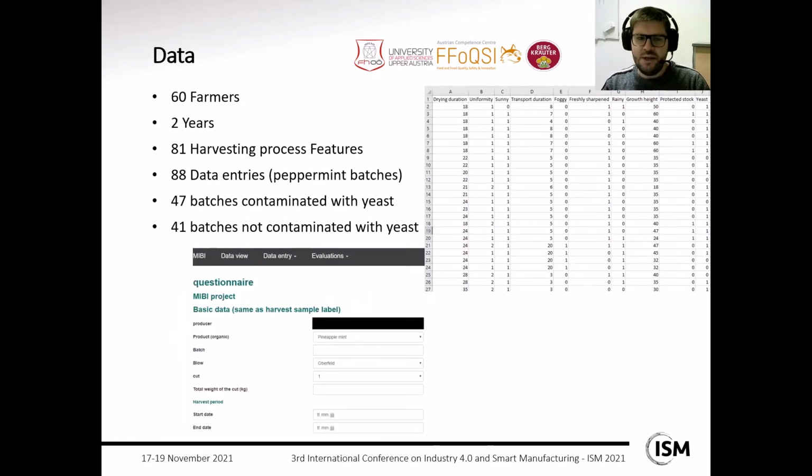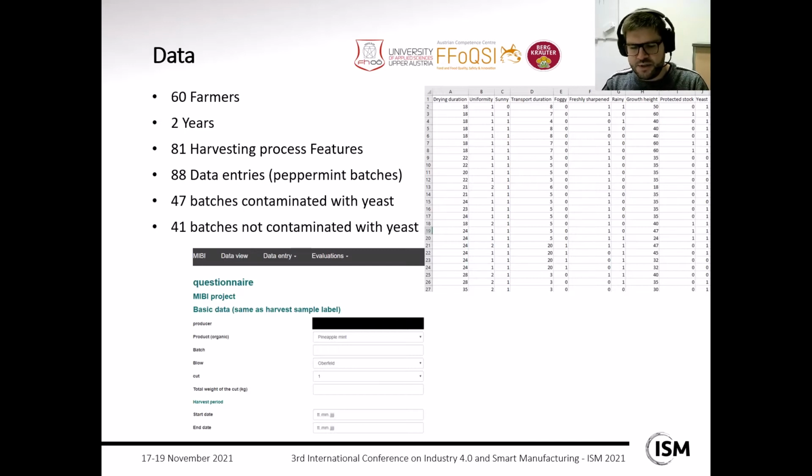So here are some key numbers about the data. The data is collected from 60 different farmers and is collected over 2 years. We have 81 different harvesting process features. We have 88 data entries, which result in 88 peppermint batches. Nearly 50% of them are contaminated and nearly 50% are not contaminated.